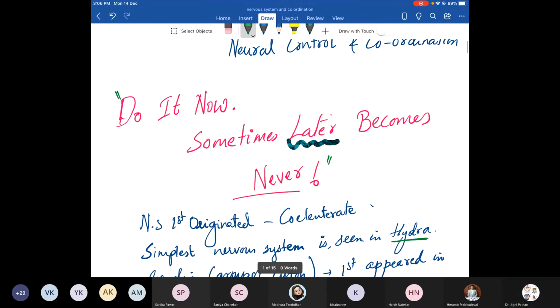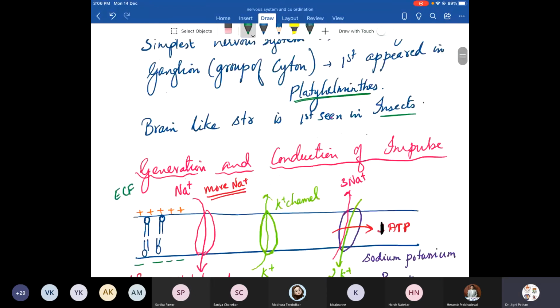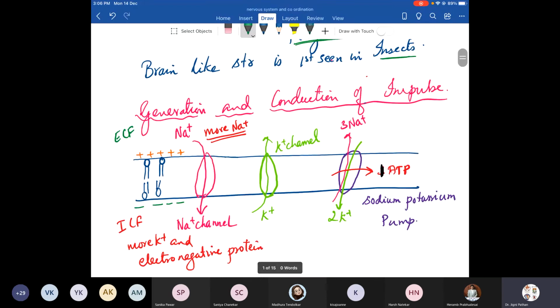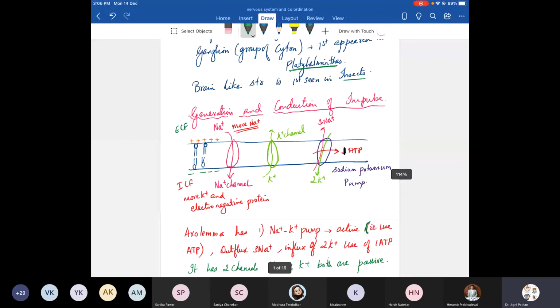Done? Okay. After talking about the neurons and the neuroglial cells, we will move to generation and conduction of impulse. How is the impulse carried through the axon, through the neurons? We'll be studying that. So, generation and conduction of impulse. Please draw this, everyone.